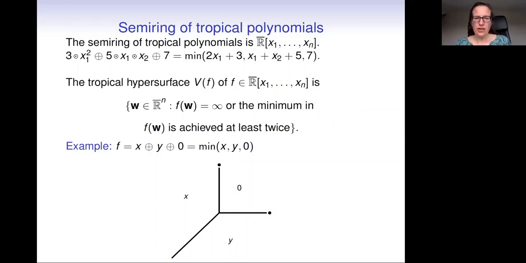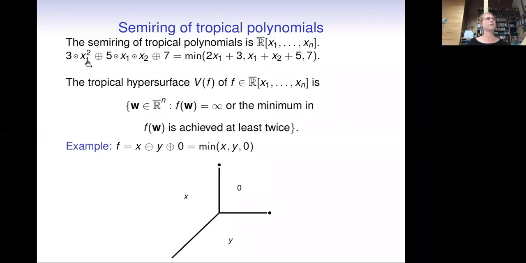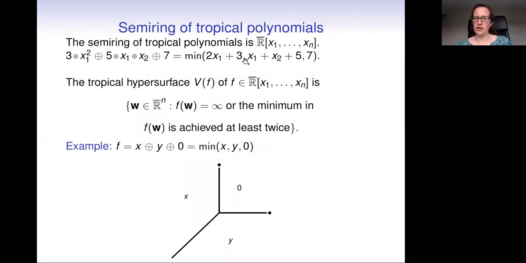Okay, so where are we? I just want to emphasize here, this is x1 tropical squared, so it's x1 tropically times x1. That's why we have a 2x1 here. So this turns into 3x1 squared is 2x1 plus 3. 5x1 x2 is x1 plus x2 plus 5. Usual arithmetic.